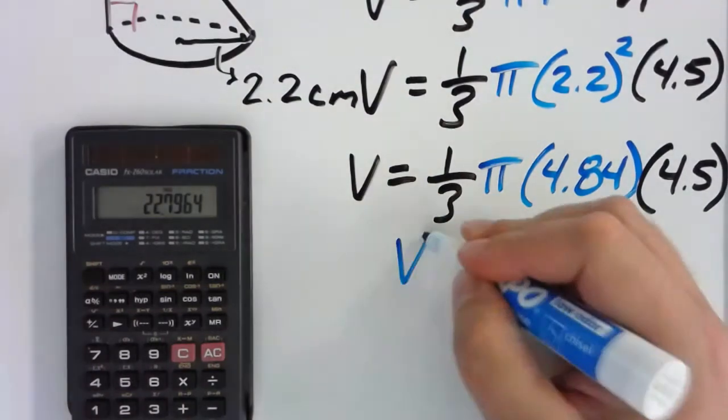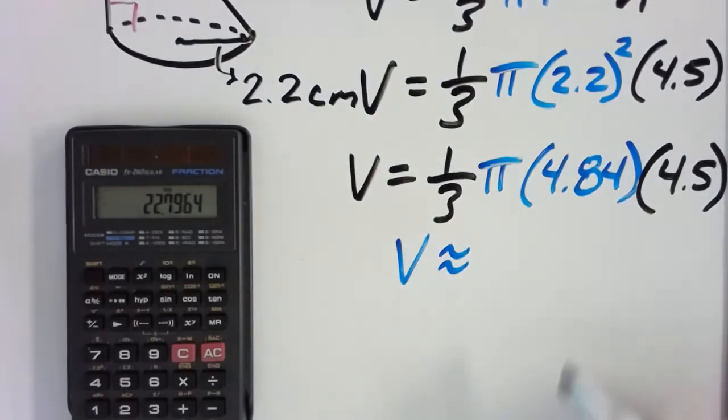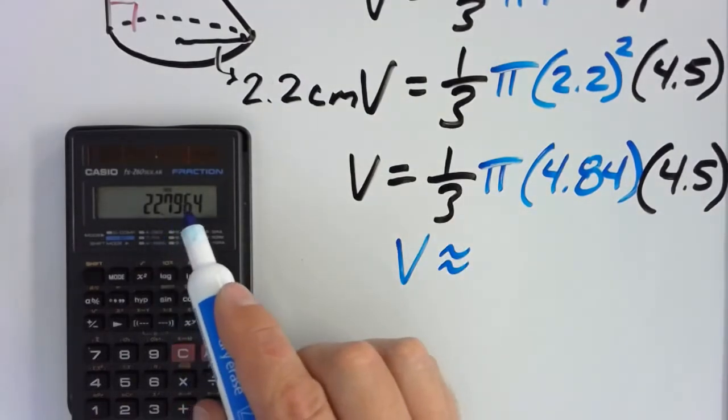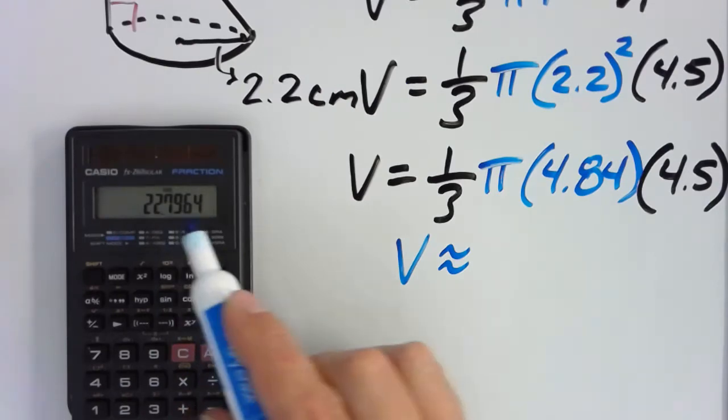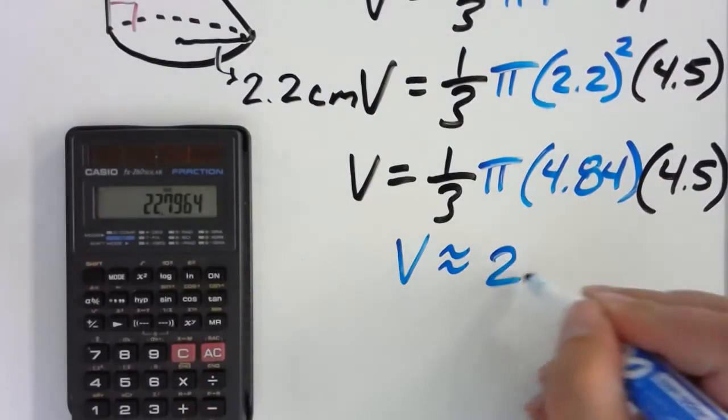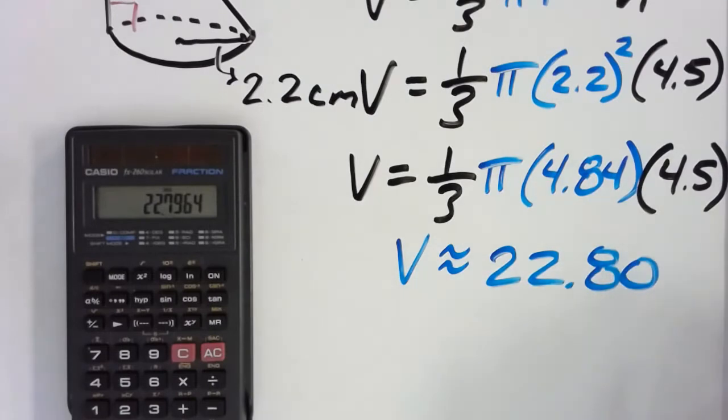So volume here to 2 decimal places, I'd go 7/9. The 6 is going to force the 9 up. It's actually going to round up to 0.80. Be careful about that kind of stuff.